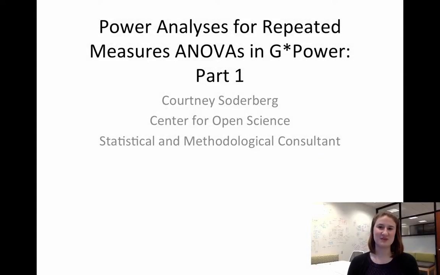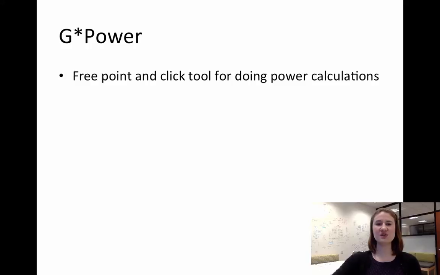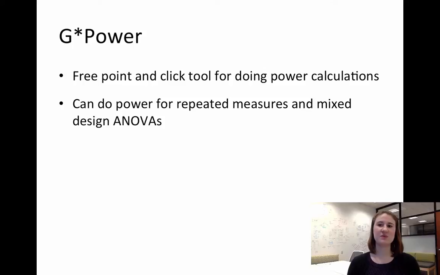Part one in a two-part series on power analyses for repeated measures ANOVAs, specifically on how to do them using a program called G-Power. G-Power is a free point-and-click tool that is used for doing power calculations. It's pretty popular, probably because it's pretty user-friendly, and it does a large variety of power analyses for different types of statistical tests. One of those types of tests is a repeated measures ANOVA, and it can do them for either ANOVAs that only have repeated measures factors or ones that have a combination of between and within subjects factors.